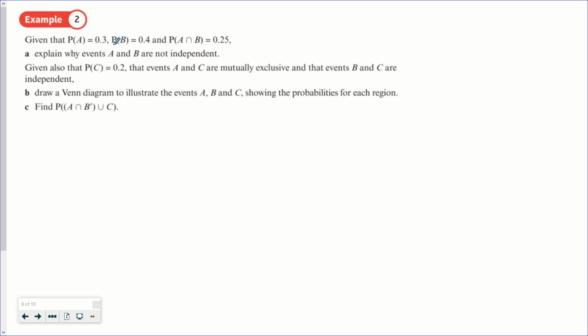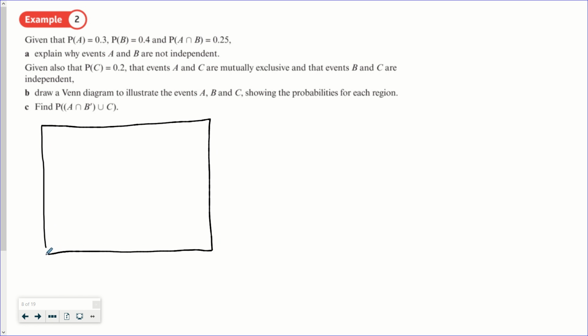In example 2, we're given some information about probabilities to do with these two sets A and B. So the first thing that I'm going to do is draw a diagram. And in part B, we are actually asked to create a diagram to represent these events. So we've got our sample space, and within this, we've got our categories, or our sets, A and B.